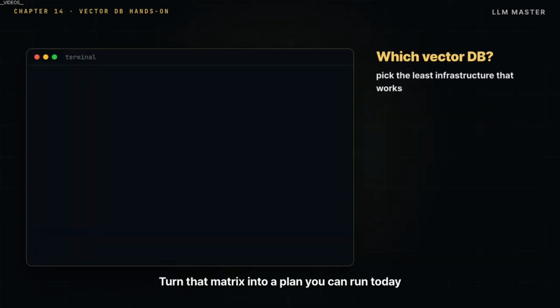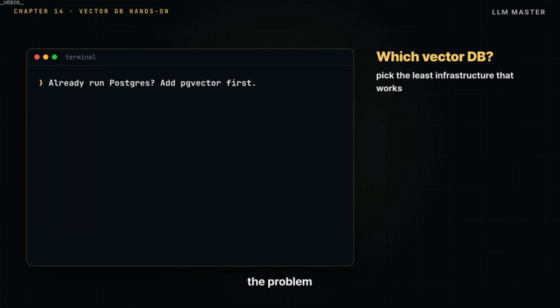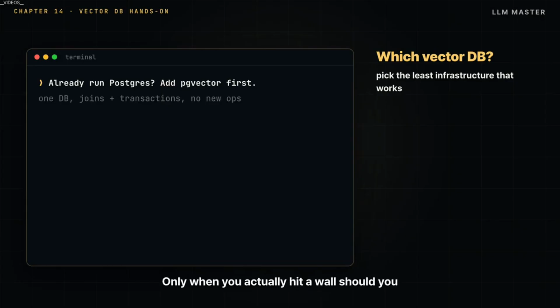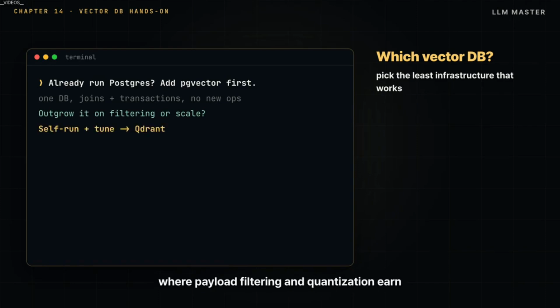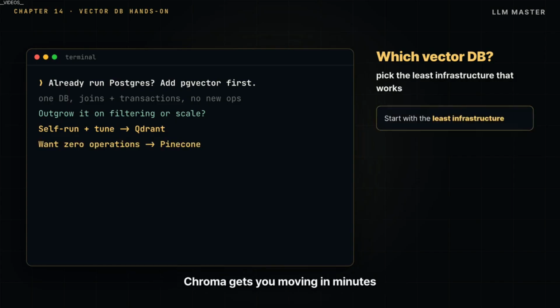Turn that matrix into a plan you can run today. Start with the least infrastructure that solves the problem. If you already run Postgres, add pgvector first: one database, transactions and joins included, and no new thing to operate. Only when you actually hit a wall should you move. Outgrowing it on filtering nuance or raw scale, while wanting to run your own stack, points to Qdrant, where payload filtering and quantization earn their keep. Wanting to erase operations entirely points to Pinecone. And if you're just prototyping on your laptop, Chroma gets you moving in minutes.